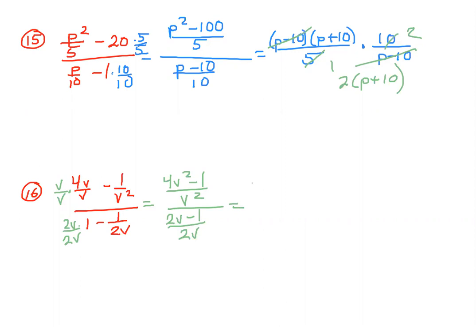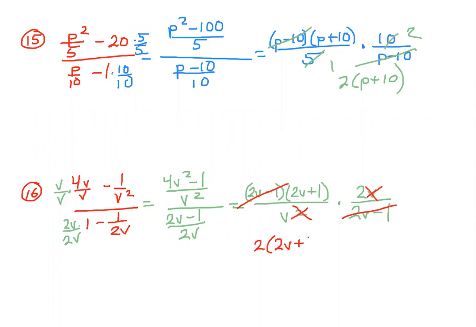And when I write this, 4v squared minus 1 is actually a difference of two perfect squares. And I take the reciprocal, and then I see what I can cancel. I can cancel a v with one of those, and I'm left with 2 times 2v plus 1 over v. And that's my answer. All right, that was a quick review of all the different operations. So you try some for the homework and see how it goes.